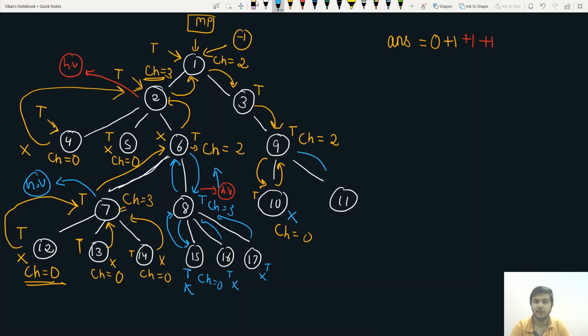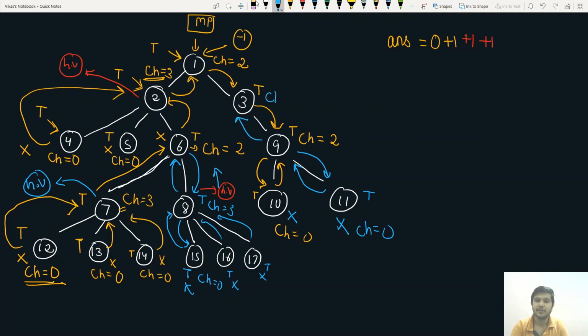Similarly, we go for 11. Now, is there any children for 11? No. So that means we are going to fall back to 9, and the children of 11 is 0 and children of 9 is 2. That means 11 is also not a happy vertex. Now, since we have completely covered the children of 9, we are going to fall back to 3.